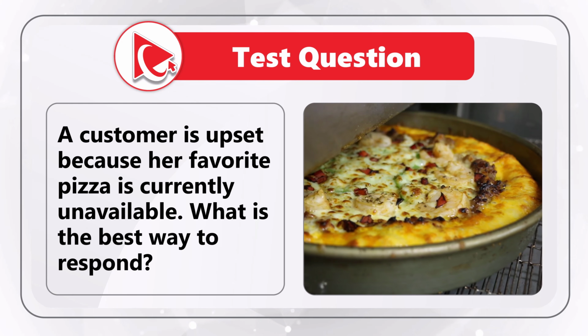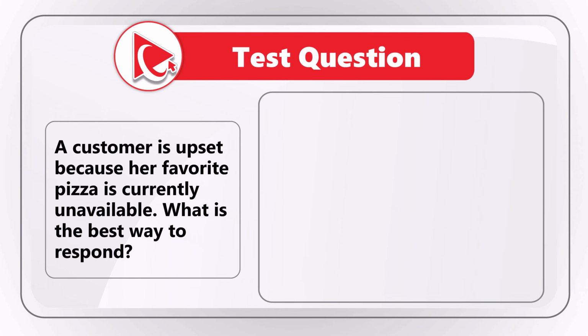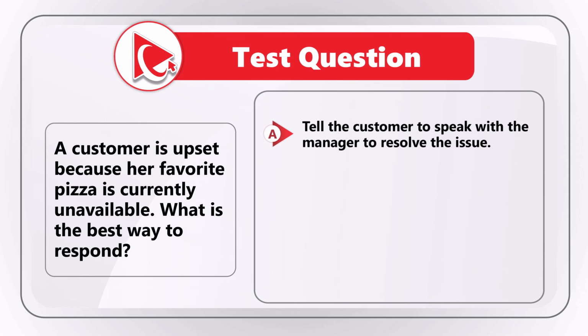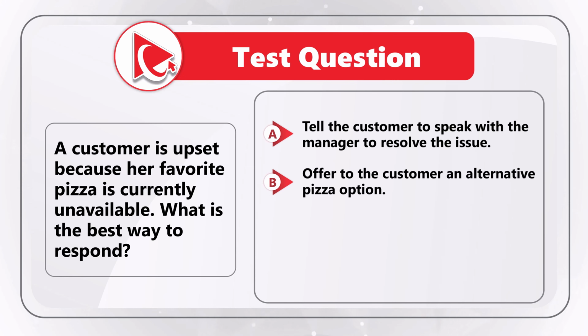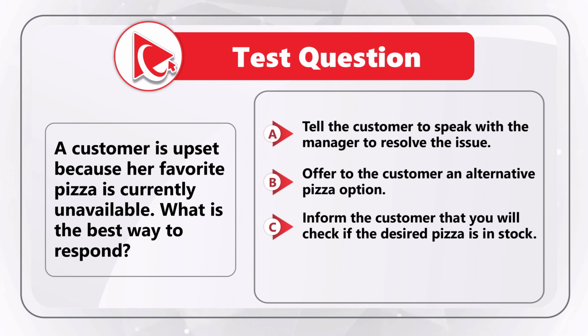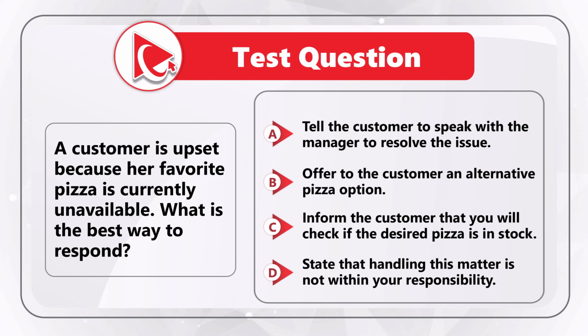And you're presented with four possible choices. Choice A: tell the customer to speak with the manager to resolve the issue. Choice B: offer the customer an alternative pizza option. Choice C: inform the customer that you will check if the desired pizza is in stock. And last but not least, choice D: state that handling this matter is not within your responsibility. Take a close look to see if you can come up with the answer.